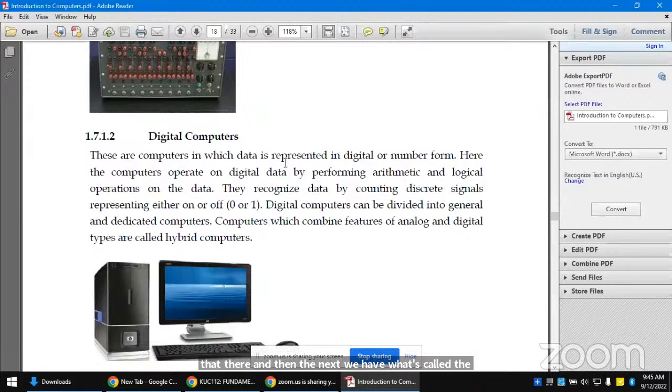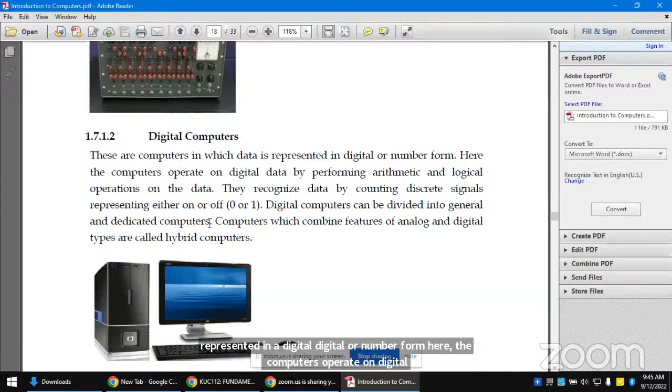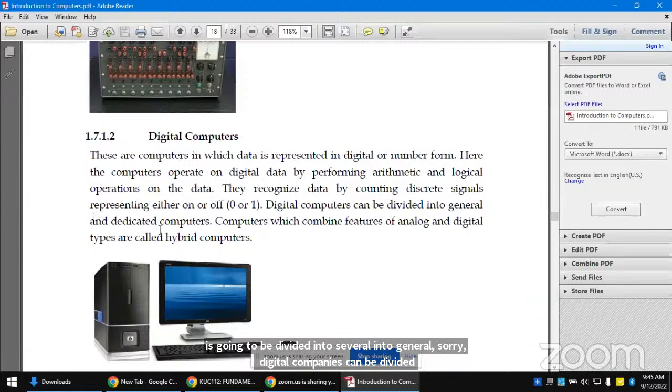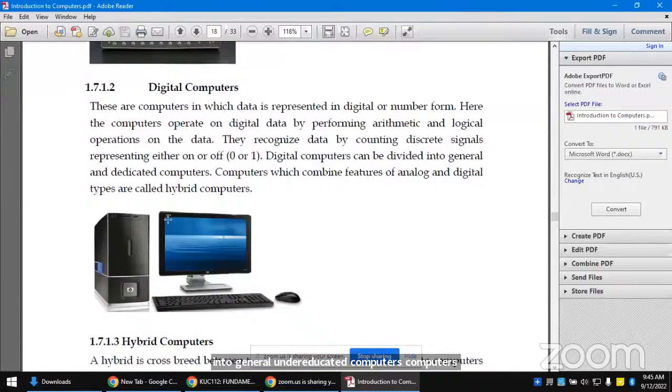These are computers in which data is represented in digital or number form. Here, the computers operate on digital data by performing arithmetic and logic operations on the data. They recognize data by counting discrete signals, represented either as on or off, zero or one. Digital computers can be divided into general and dedicated computers. Computers which combine features of analog and digital types are also called hybrid.